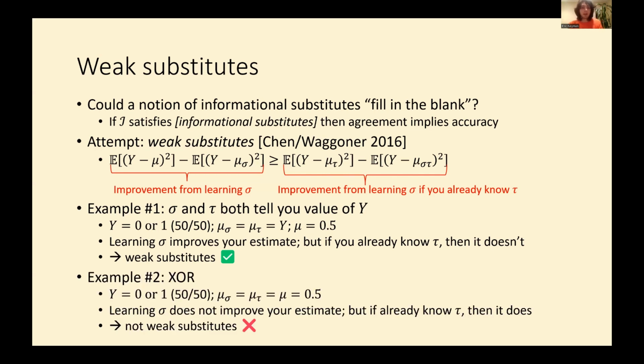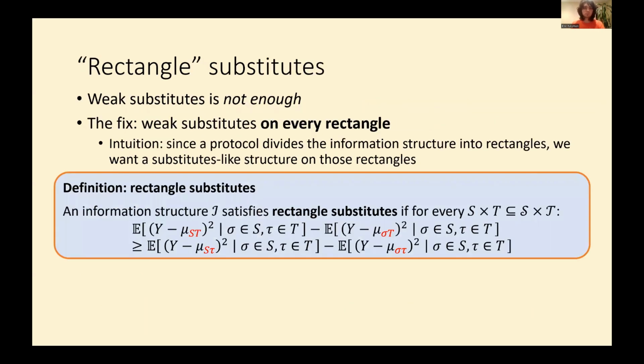On the other hand, the XOR information structure does not satisfy weak substitutes. That's because if you don't know anything, learning sigma does not improve your estimate, whereas if you already know tau, then learning sigma tells you everything you need to know. Now, it turns out that the weak substitutes condition is insufficient in order to guarantee that agreement implies accuracy.